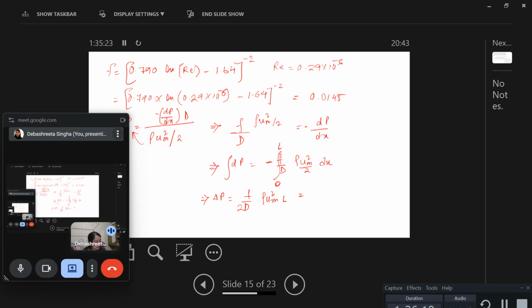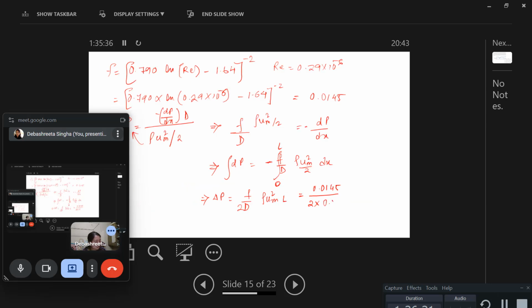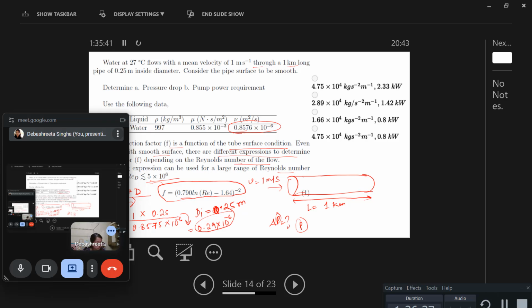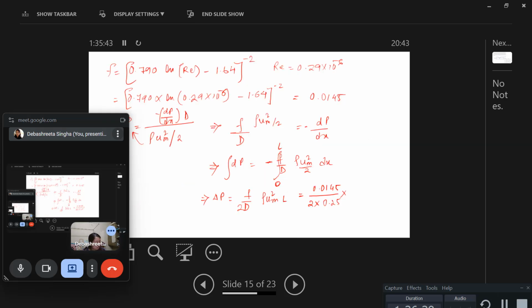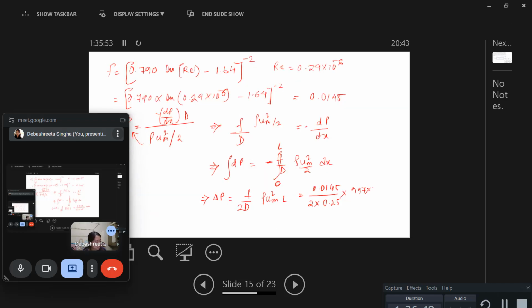We can calculate it as 0.0145 divided by 2 into D, which is 0.25, into rho, 997, into V square, that is 1 square, which is 1, into L, that is 1 kilometer, 1000 meter.